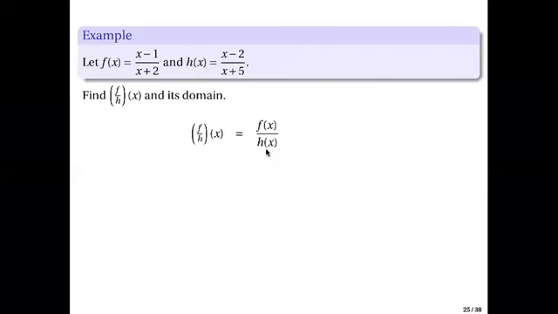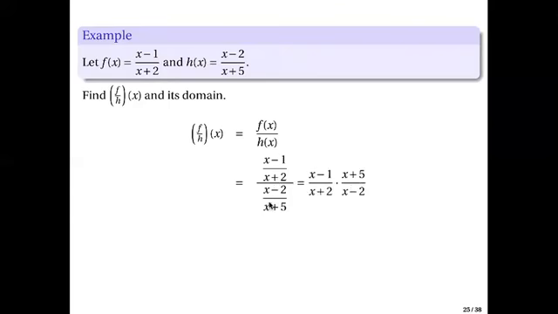And then we do this. So we replace the function f of x by x minus 1 over x plus 2. And then you have this long bar here. So all over, you replace your h of x by x minus 2 over x plus 5. Okay? But this is just a complex rational expression. So we can rewrite this in the following manner.